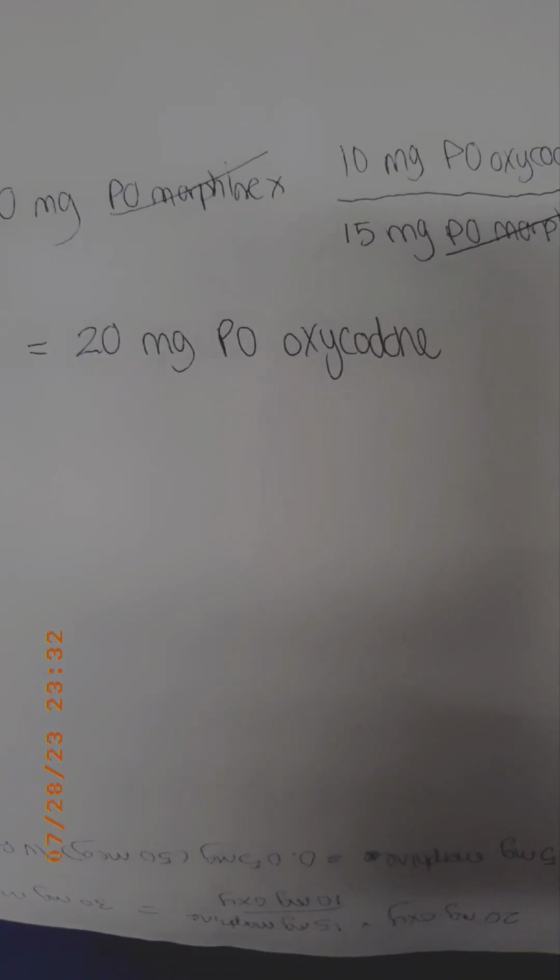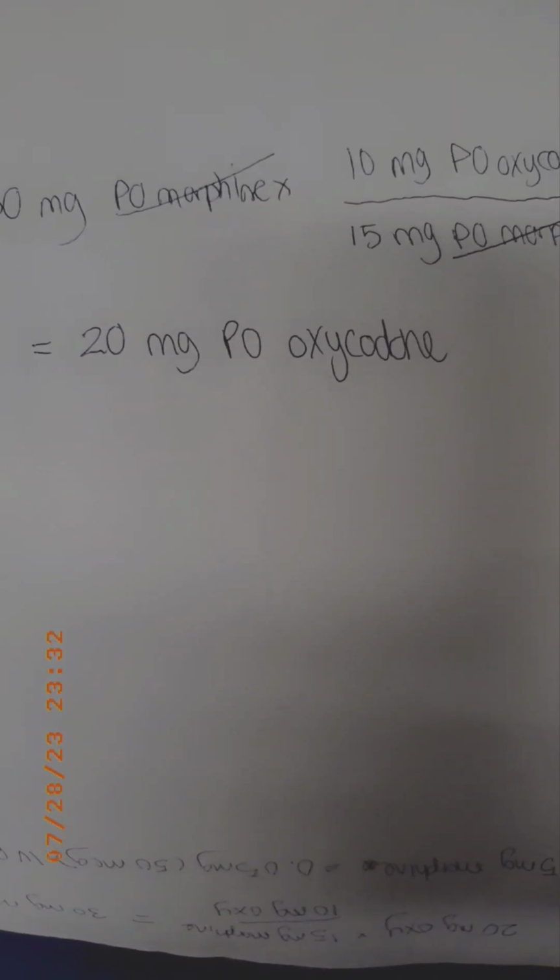So this is the dimensional analysis you're going to do. For easy math, I just made it 10 milligrams of PO oxycodone rather than 7.5, just because that makes the math easier. And then you just do dimensional analysis, so you're canceling out the morphine and you're going to get oxycodone at the end. So you end up getting 20 milligrams of oxycodone, and that's what the patient got.